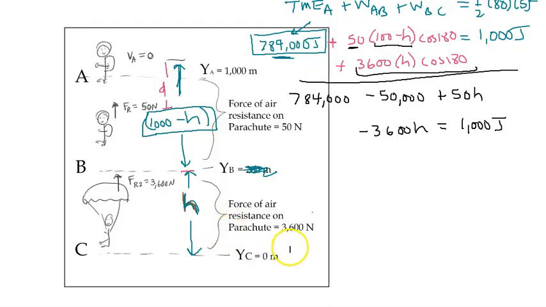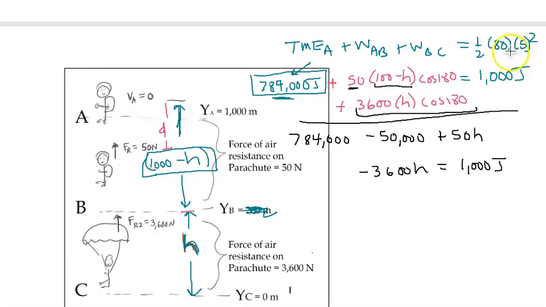Right before it lands, we're told that we want the person to have a speed of 5 so that they can land safely. That's about 10 miles an hour. So we want there to be only 1,000 joules left over. So that's what we know this time. What we don't know is h. So there's a little bit of algebra.